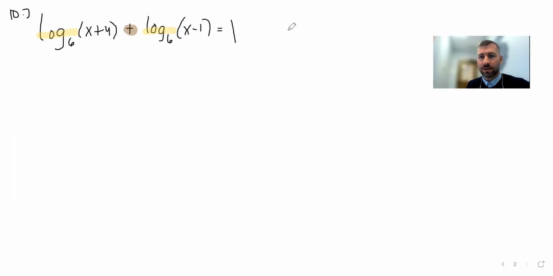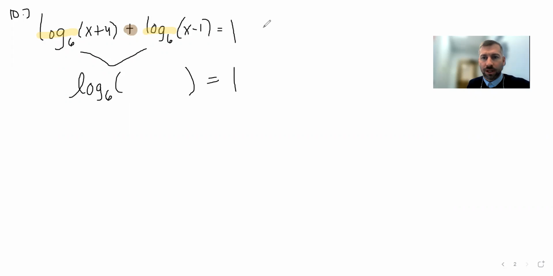So how would I start this? Well, we want to put those two logs together. We cannot cancel them, and we can't cancel them because they're on the same side. We want to put them together. We want to condense those logs into one log. All right, so I'm going to put those logs together. We're going to leave that one alone over on the other side.